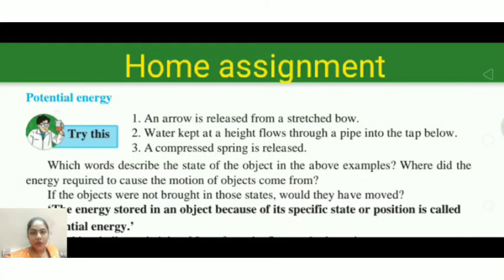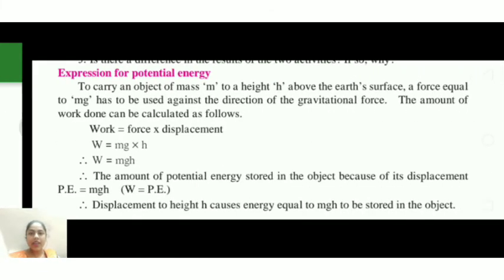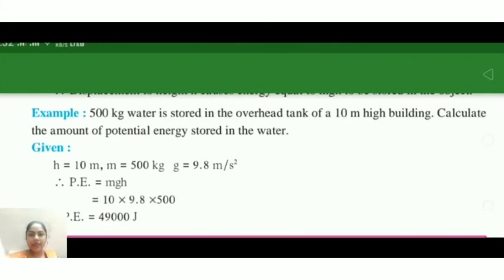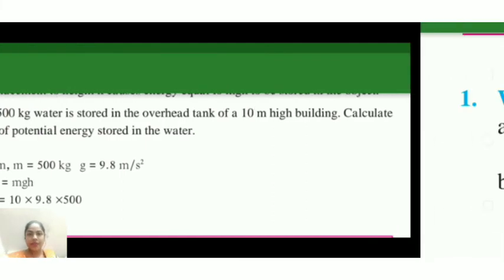So I hope you have understood today's topic. So for your assignment, you have to write down the definition of potential energy, which is your home assignment. Also, you have to write down the expression for potential energy and learn the formula for potential energy. And then we have studied one numerical. You have to note it down on your copy.